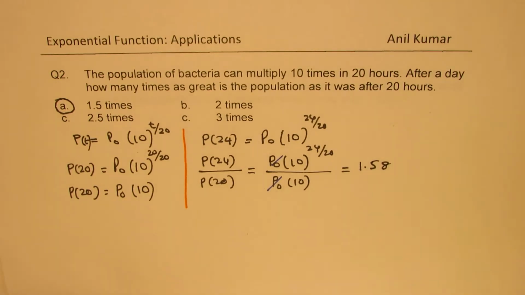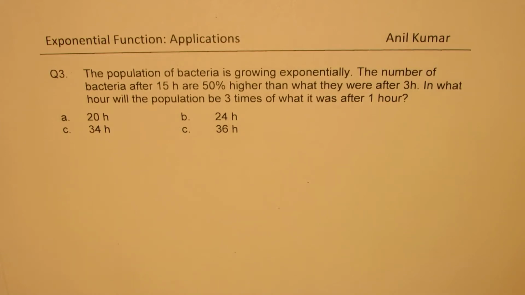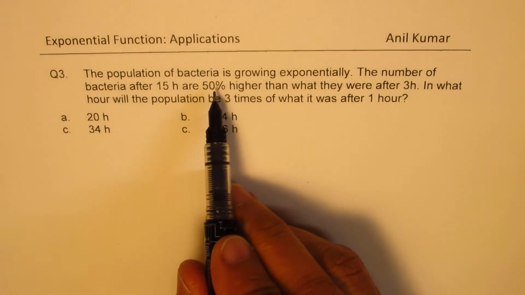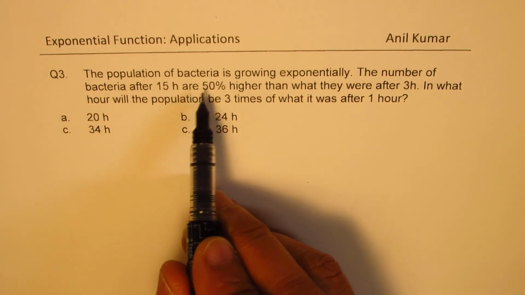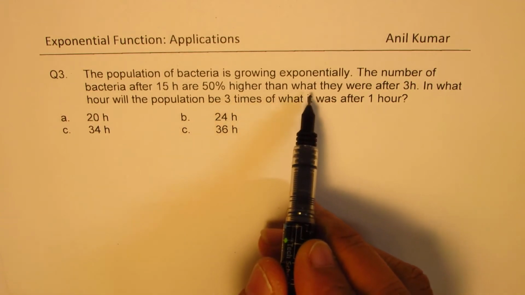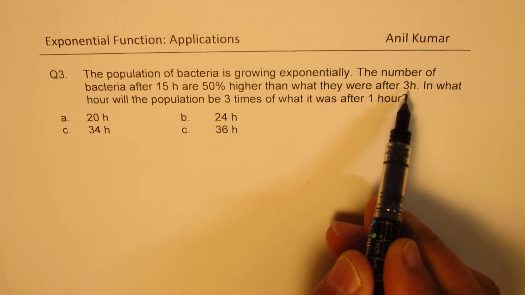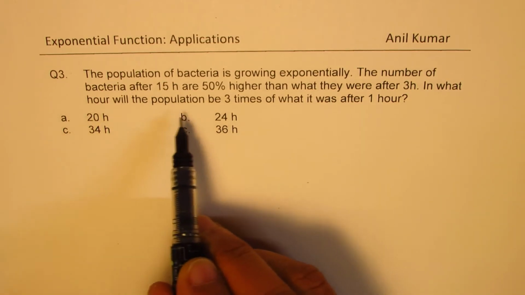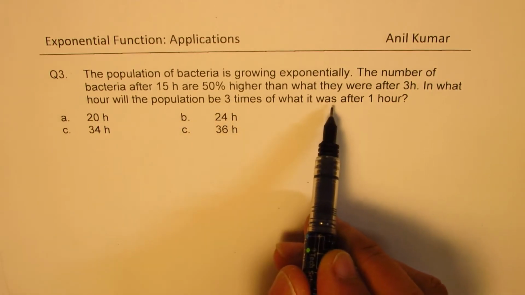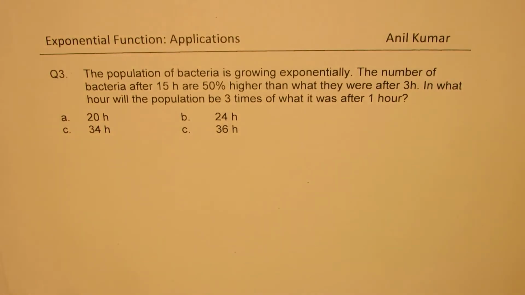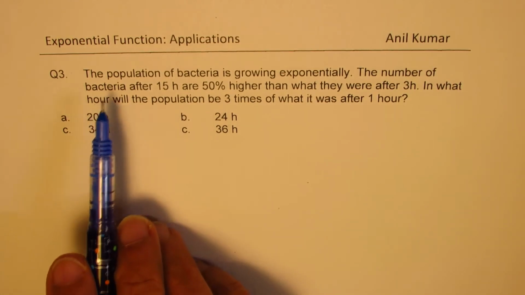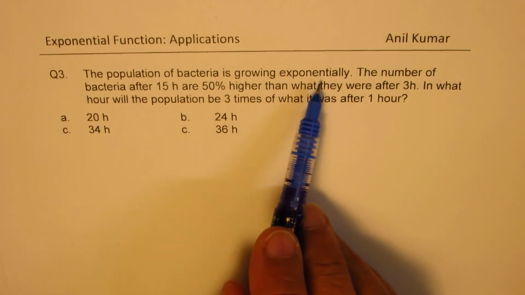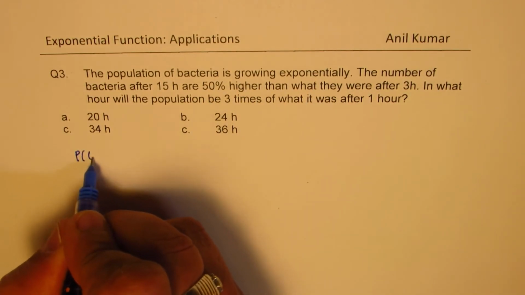Now let's move on and take question number 3. The population of bacteria is growing exponentially. The number of bacteria after 15 hours is 50% higher than what they were after 3 hours. In what hour will the population be 3 times of what it was after 1 hour? Now that is extremely tricky and very different from what we had in the first two cases, right? Now it really says that the population of bacteria is growing exponentially. So we do have exponential growth.